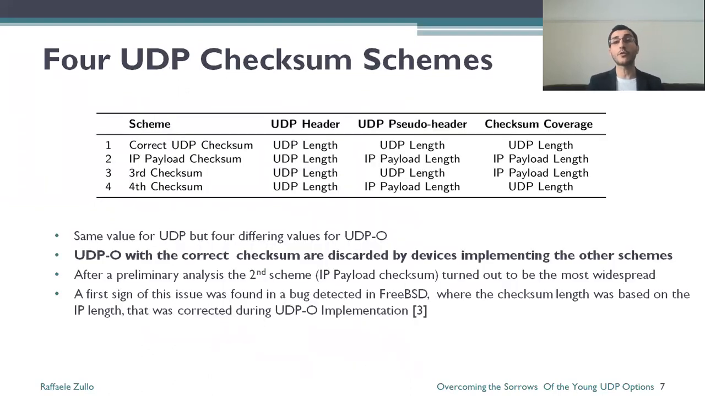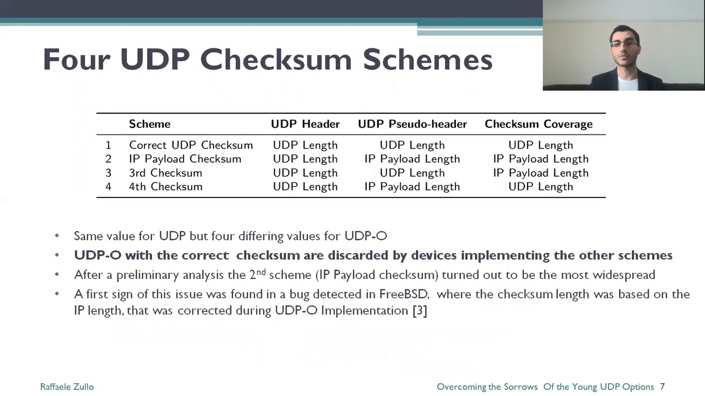We have observed 4 different checksum schemes. Basically, they produce the same value for plain UDP, but they produce 4 different values for a UDP packet with options. Obviously, the first one generates the correct UDP checksum, but a middlebox implementing one of the other 3 schemes will discard packets with the correct checksum. After a preliminary survey, we noticed that the second scheme, the one using IP payload length for both pseudo header and checksum coverage, is the most widespread.